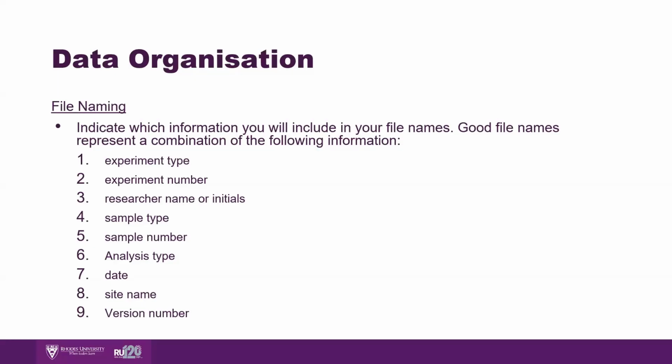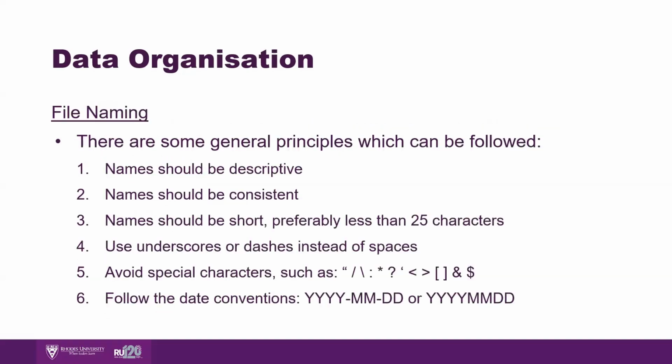Then there's the file naming as well. How do you name your files? According to experiment type, experiment number, sample type, sample number. There are some examples, though, of what a good file name would actually look like, with the characteristics. The name should be descriptive. The name should be consistent. They should be short, preferably with less than 25 characters.